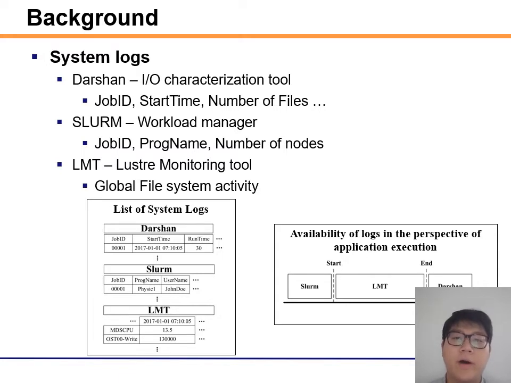The figure in the right bottom side shows the availability of logs in the perspective of application execution. When an application is first executed, the requested resources are first delivered to the Slurm for resource allocation. Thus, the information from Slurm is available at the start of application execution. In contrast, LMT information is generated in a 5-second interval, and the complete information is available at the termination of application. Similarly, Darshan information is collected at the end of the application.